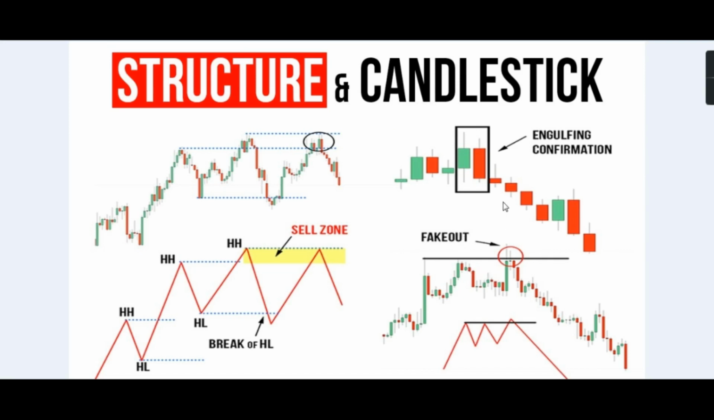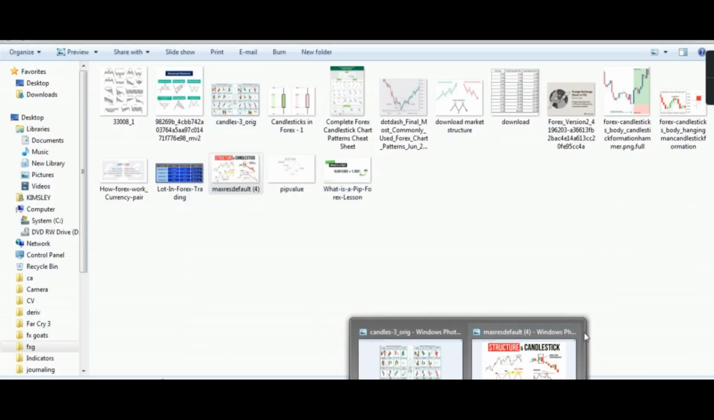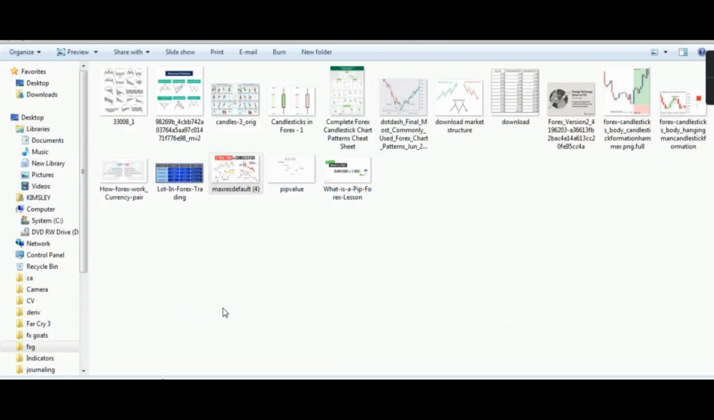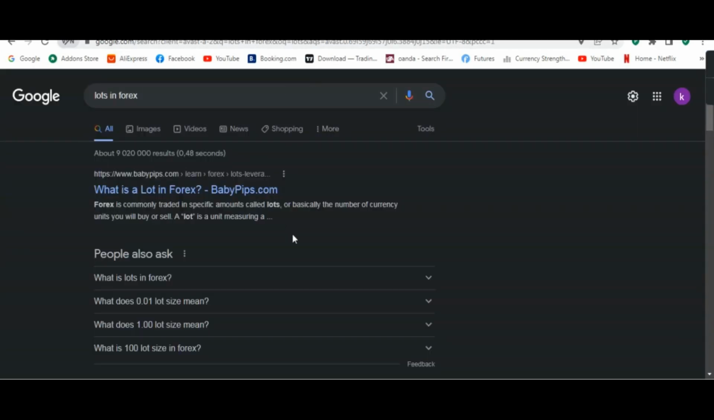So going forward, guys, I'm actually wanting to include pips as well as lot sizes, so that you guys know what we talk about when we talk about pips and lot sizes. Let me just remove these two. A pip in the market, guys. Let's just go over here. Lot in the market. In the forex market, a lot is the number of currency units you will either buy or sell.